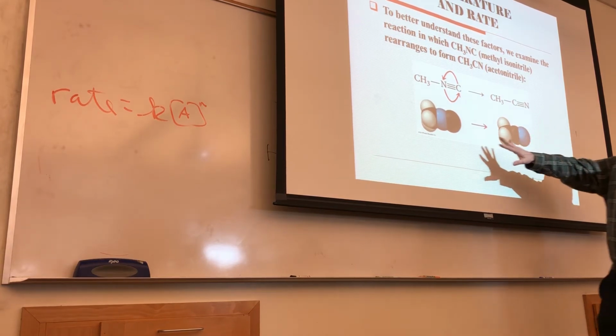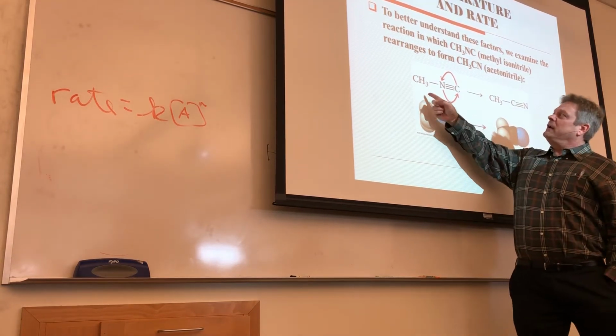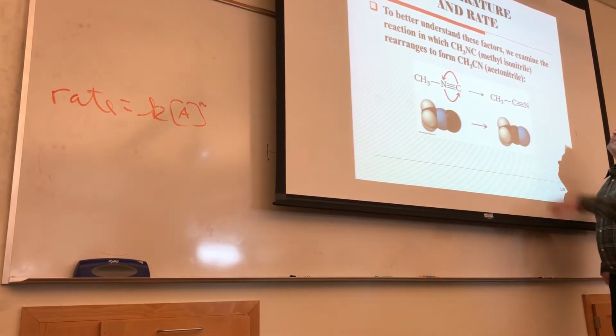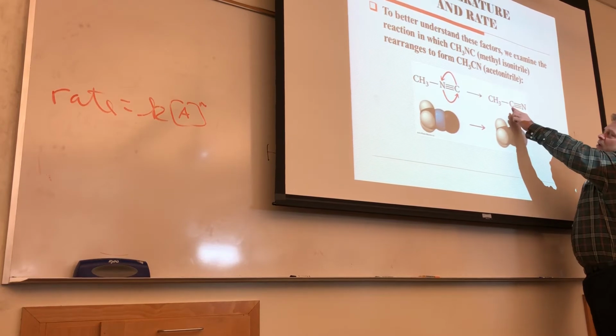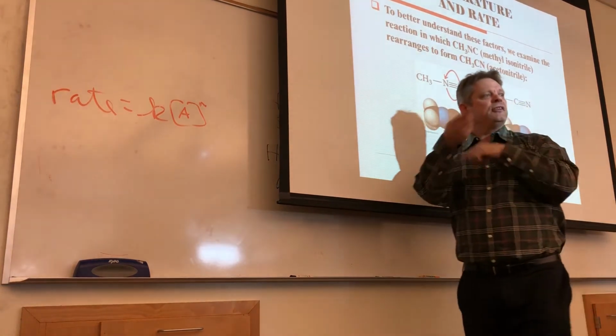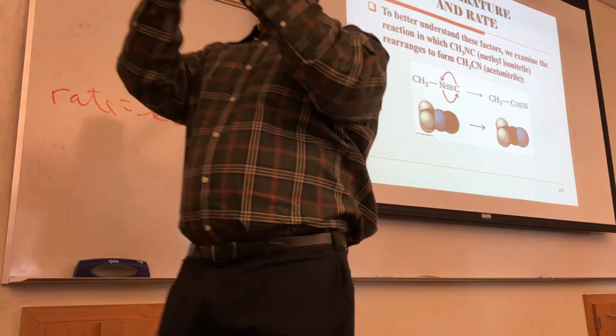So here you're looking at this thing here. You have the methyl group here connected to a nitrogen, which is triple bonded to a carbon. And over here, you have the methyl, which is now bound to the carbon and triple bound to the nitrogen. So the carbon and the nitrogen exchange positions. And they look at it like a wobble.